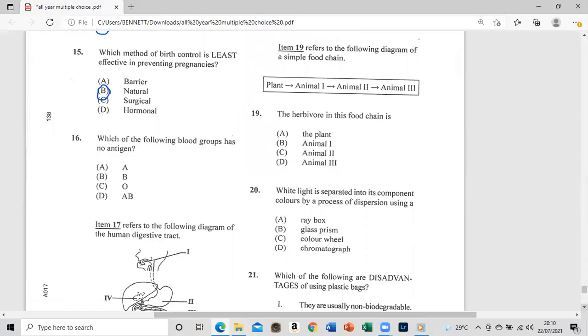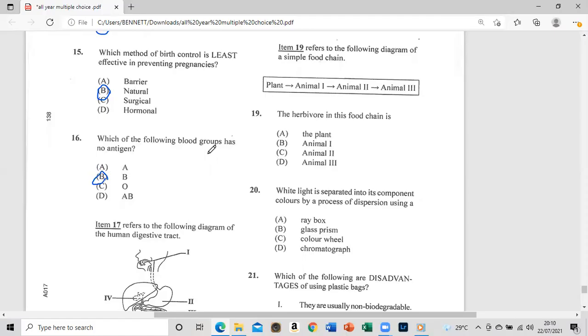Which of the following blood groups has no antigen? Is it A, B, O, or AB? And that is B.